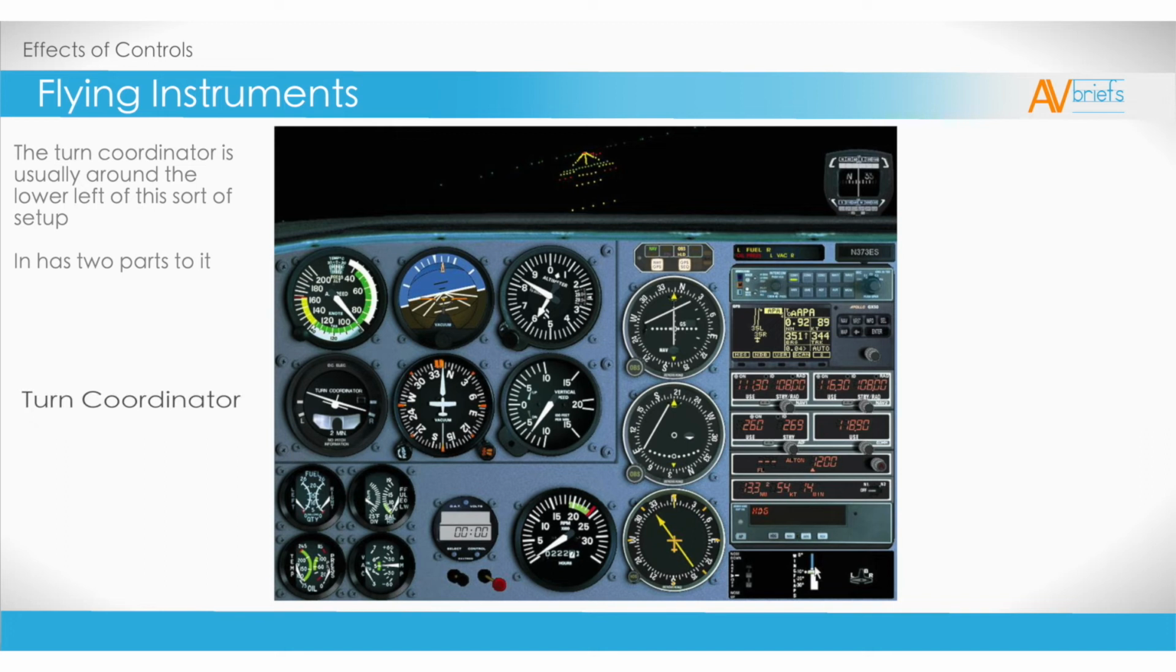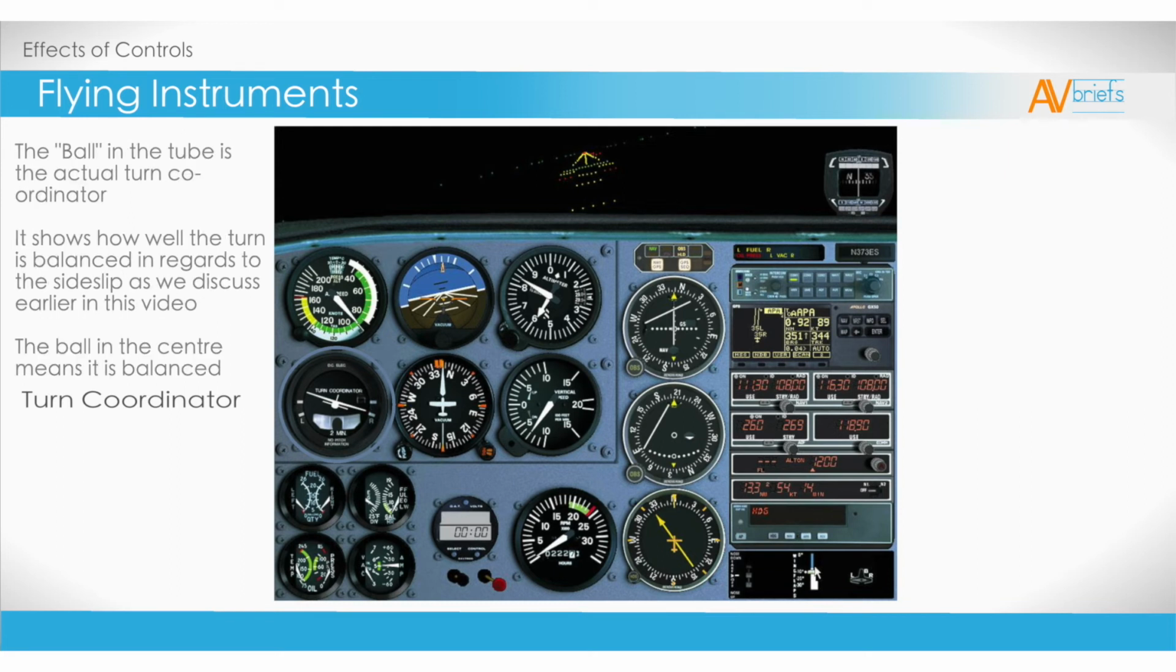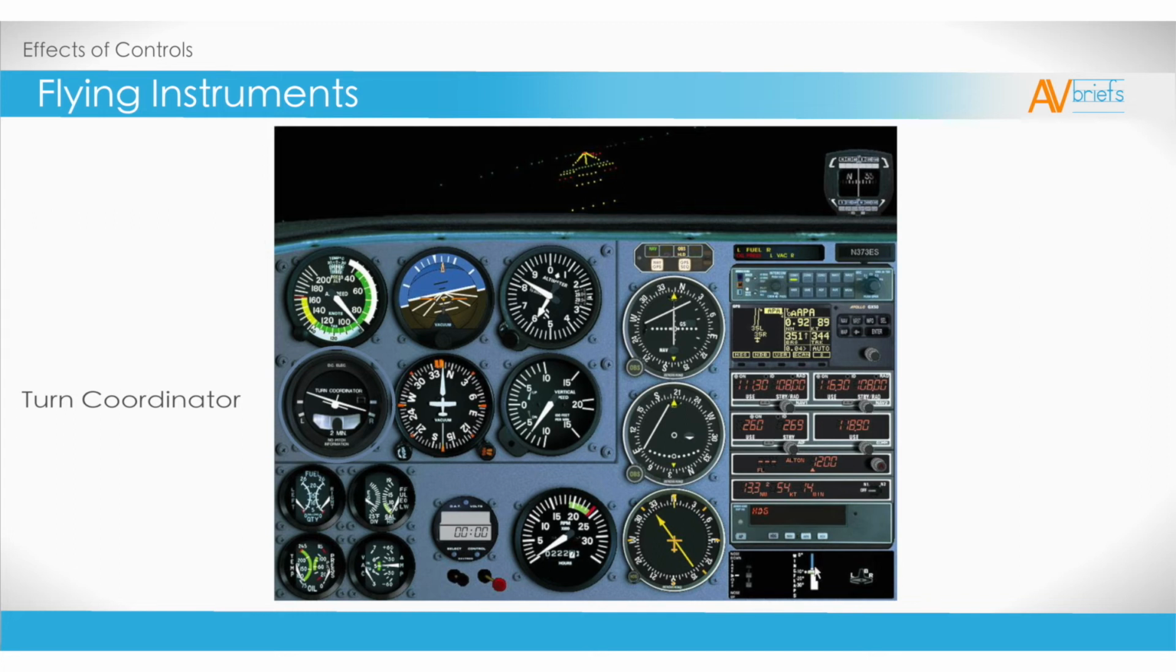The turn coordinator is usually around the lower left of this sort of setup. It has 2 parts to it. The airplane symbol in the top section shows the rate of turn we have. The current position on screen shows a rate 1 turn, which we will discuss in the turning lesson. The ball in the tube is the actual turn coordinator. It shows how well the turn is balanced in regards to the sideslip, as we discussed earlier in this video. The ball in the center means it is balanced.